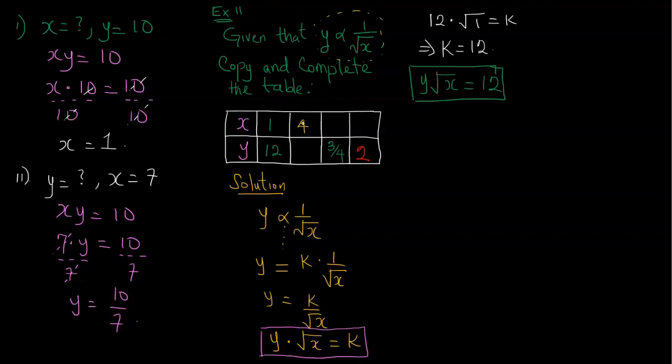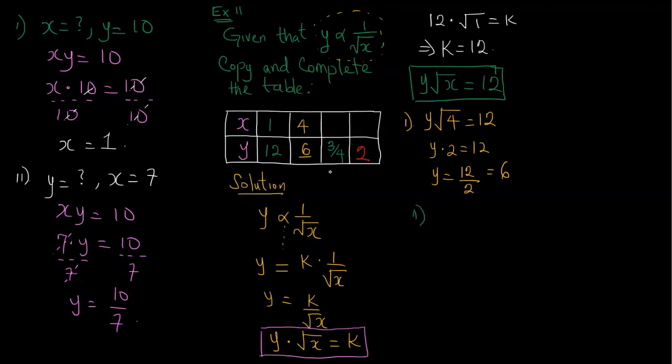Okay, so the third column here, we've got a value for x, but a missing value for y. So we're just going to substitute the value of x equal to 4 into the equation. So this is y times root 4 equals 12. We know what root 4 is, that's 2. So this is y times 2 equals 12. To obtain the value of y, we divide both sides by 2. This is 12 over 2. And this is equal to 6. So I'm just going to fill 6 here.